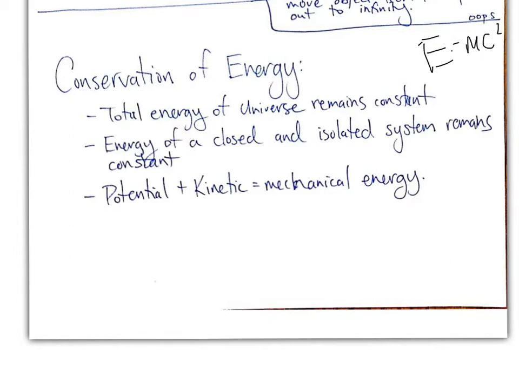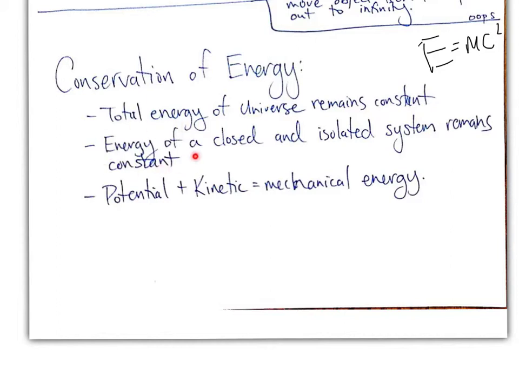So Einstein, physics badass that he was, describes the equivalence between energy and mass. So if we were being more specific, we would actually say that the total energy and mass of the universe remain constant. Energy of a closed and isolated system remains constant.